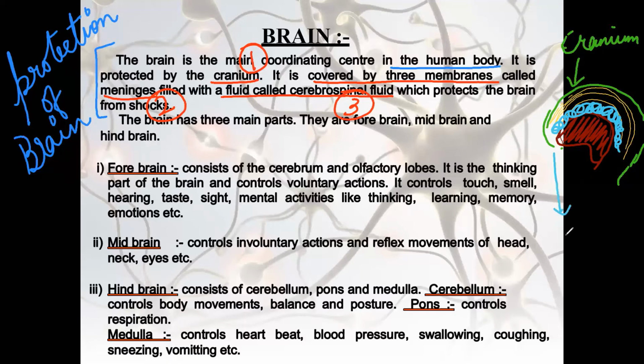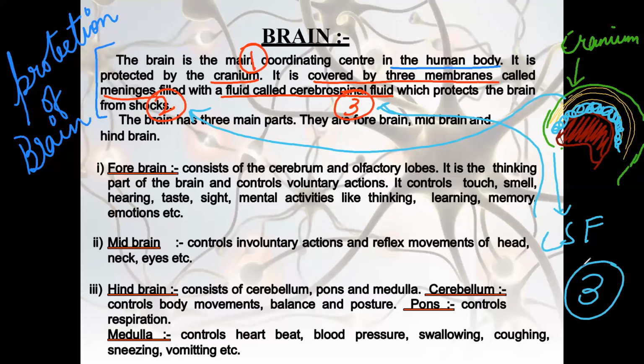Clear? So let me label it. This fluid is CSF. What is CSF? This is number three. And these meninges are here. These are the small membranes that protect the brain. So how is the brain protected? Through three different protective layers. Number one is the cranium, then comes the meninges, and the final one is CSF, that is cerebrospinal fluid.